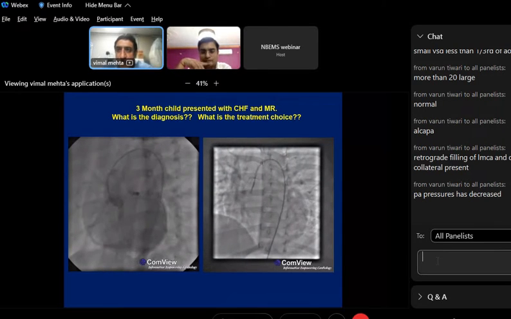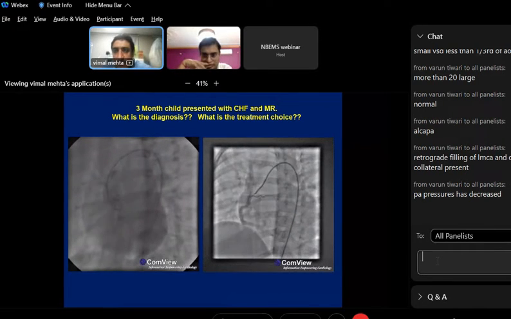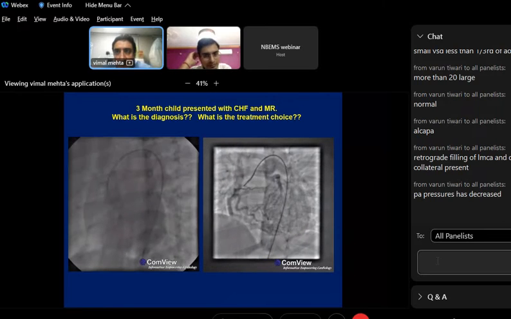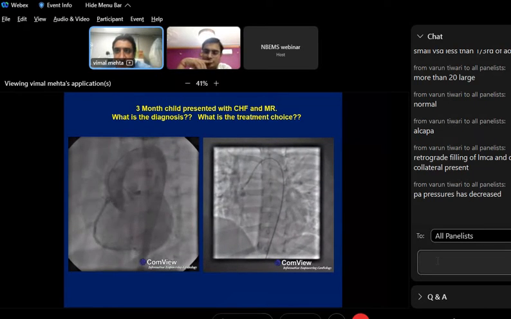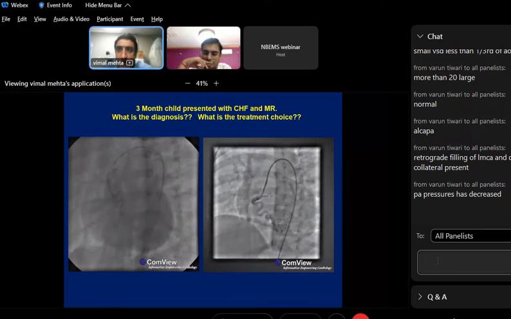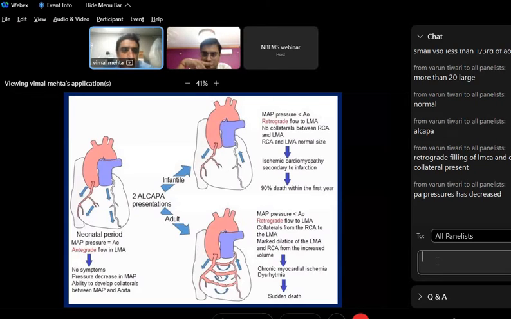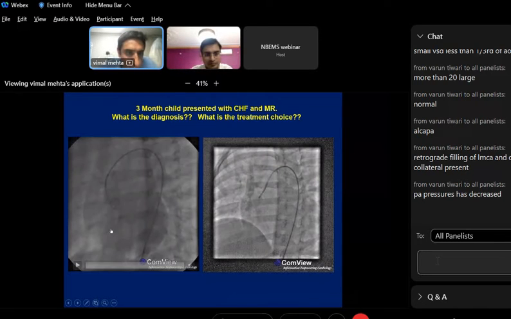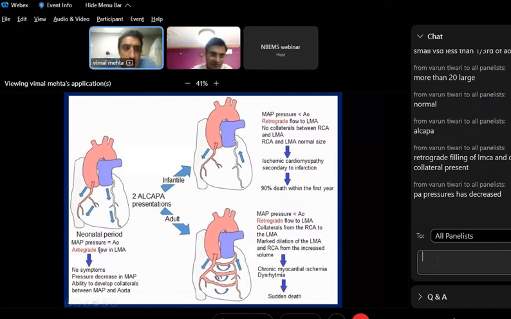And LV dysfunction, PA pressure has decreased. Very good. So now, okay. So this is very important, so everybody does not know. Some of our great students know. So in the neonatal or immediately after the birth, neonatal period is typically up to 1 month or so. So the RV pressures are high. So there will be antegrade flow into the left main artery, as mentioned in this schematic diagram.